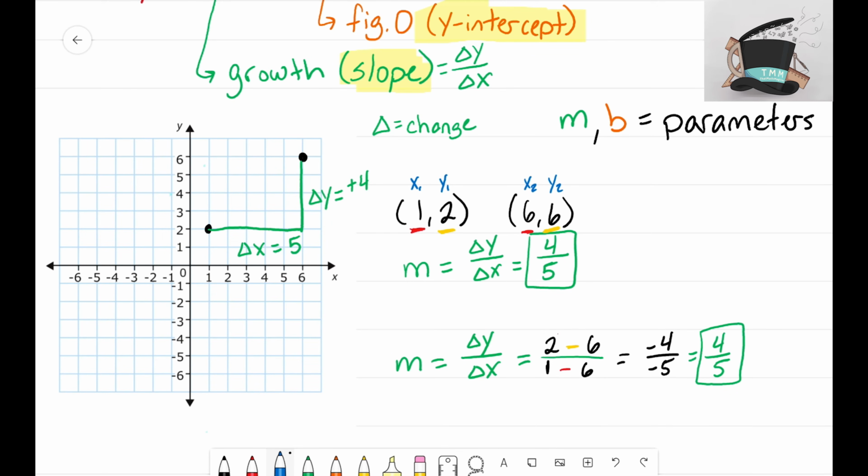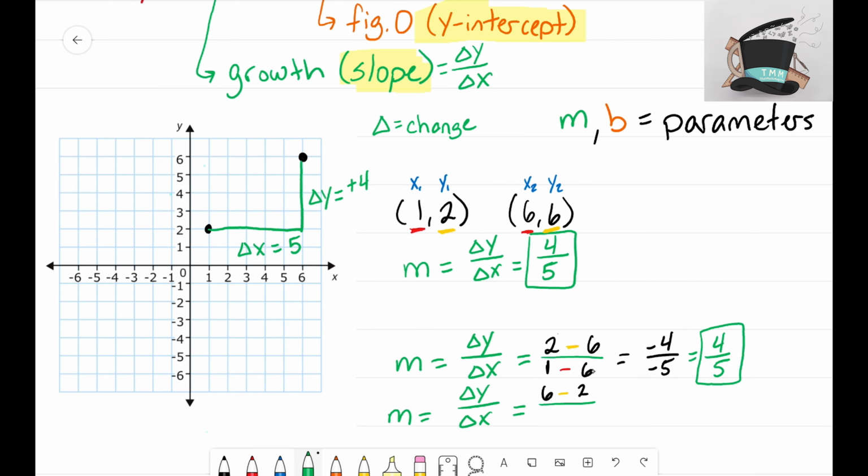Now, some of you are thinking, well, I used this point first, right? I put the 2, I put the 1 first, then I subtracted those. Would this work if I used this point first? And I would say, let's see what happens. So I'm still going to use delta y over delta x, but this time, instead of writing 2 minus 6, I'm going to flip it and I'm going to use 6 minus 2. So let's write that out. I'm just flipping those to see if it matters which way we subtract it.